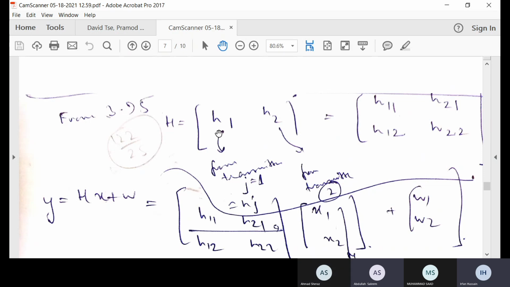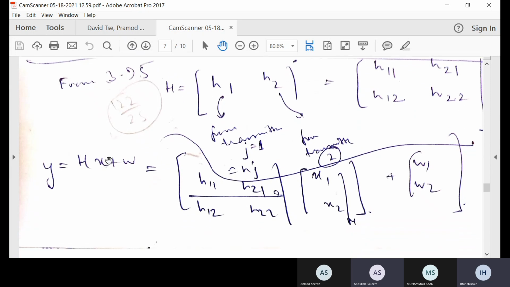Please see, H is equal to H1, H2, but remember what is H1 and H2. H1 is a vector from the first transmit antenna to the two receive antennas, so I have represented it as H11 and H12: from the first transmit antenna to the first receive antenna, and from the first transmit antenna to the second receive antenna. And this will be from the second transmit to the first receive, and from the second transmit to the second receive antenna. So if I write my matrix, this will be my channel matrix. I am multiplying this with this, and this is the additive Gaussian noise and all that.